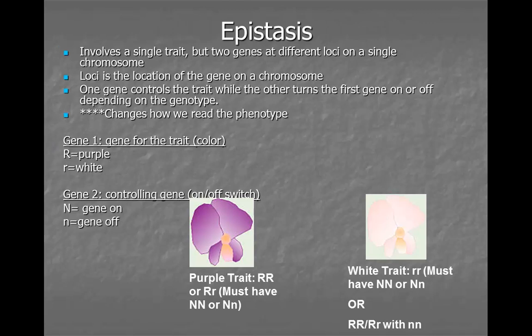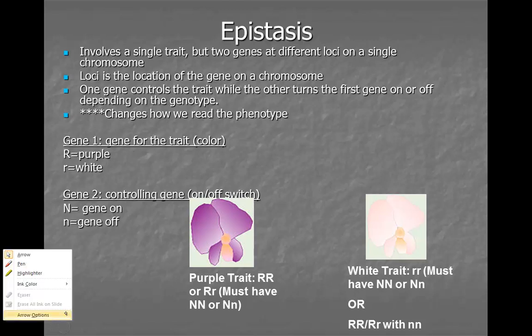Epistasis. This involves a single trait, but two genes at different loci, which is a fancy word for location, on a single chromosome. One gene will control the trait, while the other will turn the first gene on or off, depending on the genotype. Remember, epi means on. This changes how we read the phenotype, but not how we would do the problem.